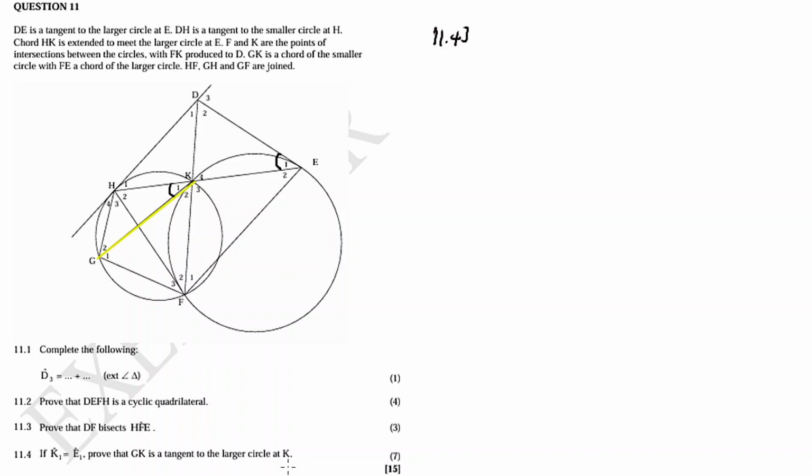So how do we go about proving that this is a tangent? Normally we use the tan-chord theorem. So our task would be to show that this angle K2 is equal to this angle E2. Once E2 is equal to K2, guess what? It's a tangent through the tan-chord theorem. But the question is, where do we even start?